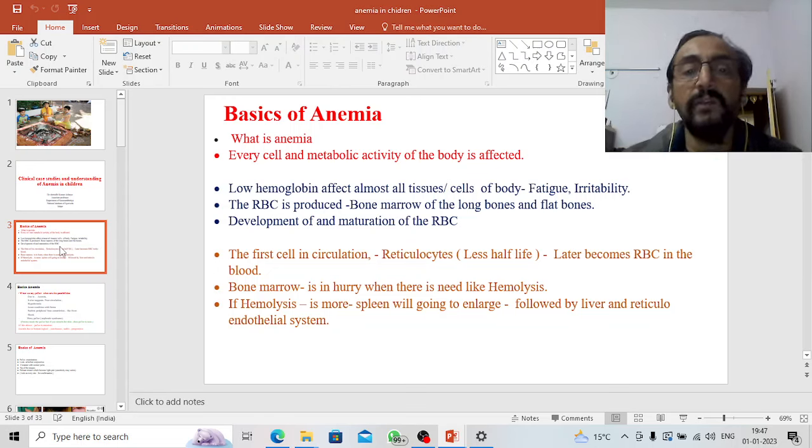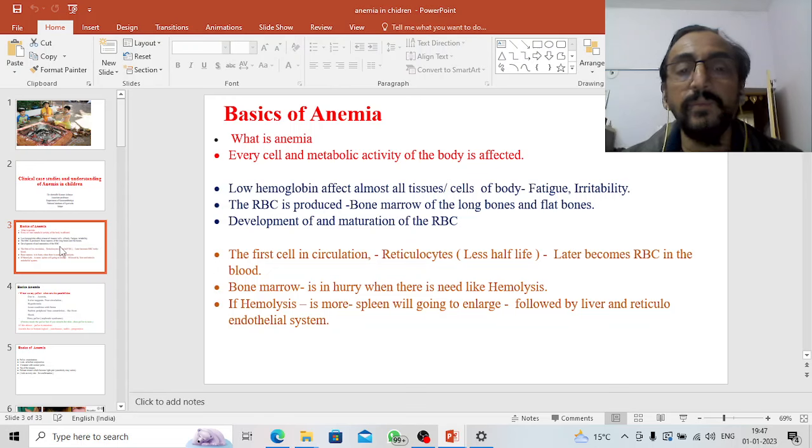Low hemoglobin affects almost all the tissues and cells of the body, which leads to fatigue and irritability. When metabolism is decreased in the muscle cells, it leads to fatigue, and when the same metabolism is decreased in the nerve cells, it leads to irritability.